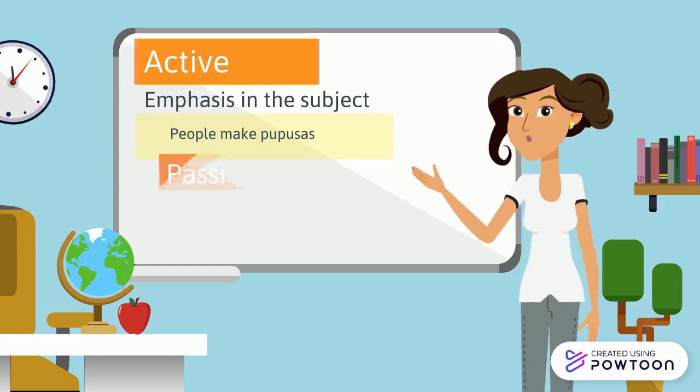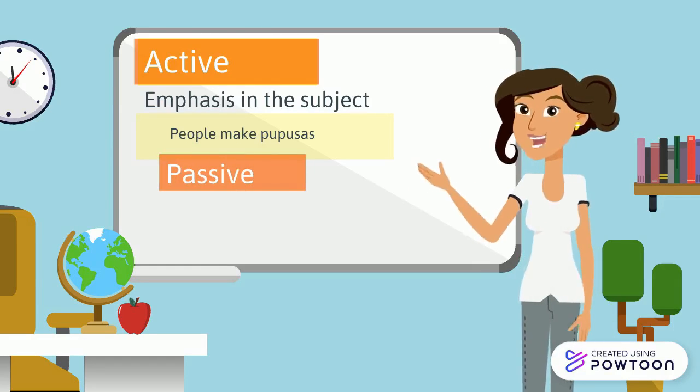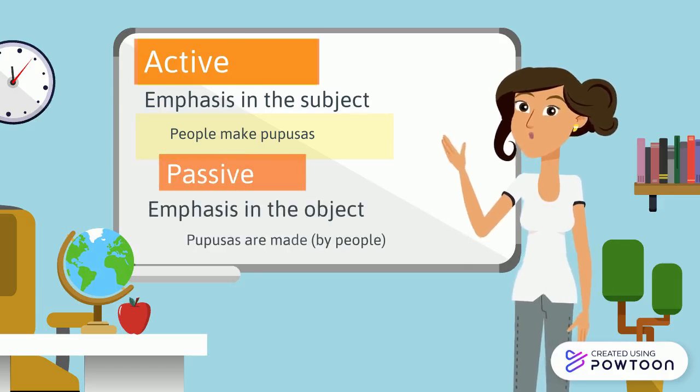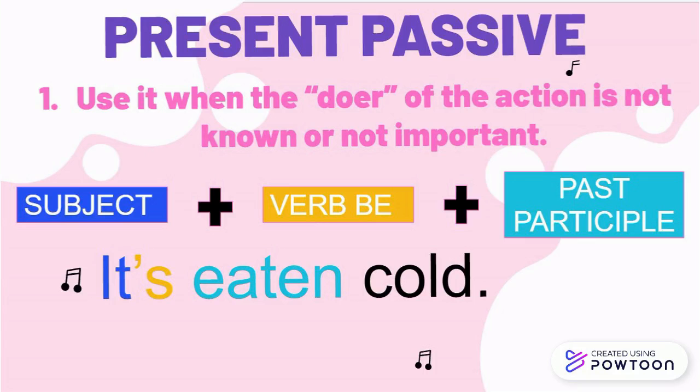Now, the passive sentence. In this type of sentences, we give emphasis to the object. Like the example, pupusas are made. Now, when do we use passive voice?